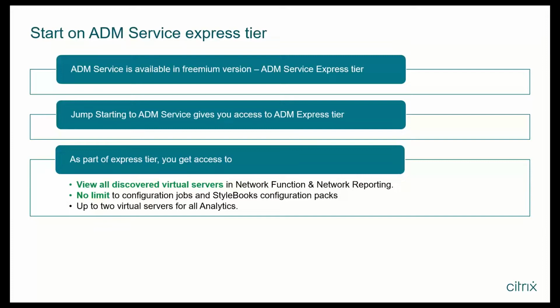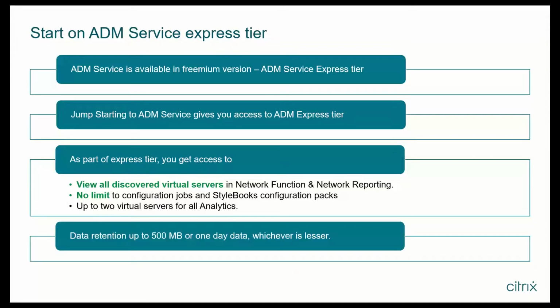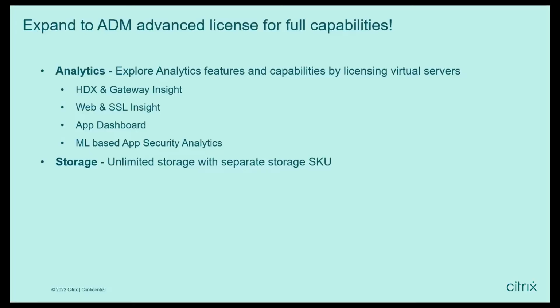So while this is opened up, do note that in analytics for the Express tier, you'll have access only up to 2 virtual servers. To get analytics on a higher number of virtual servers, you'll need to purchase the ADM license. In terms of storage on the freemium tier, that is the Express tier, it is up to 500 MB or 1-day data, whichever is lesser. That is, whichever limit is hit first.